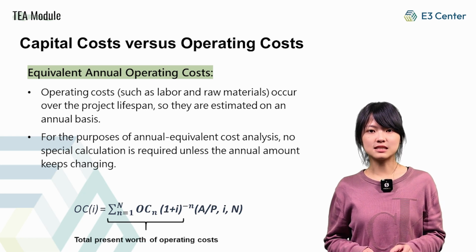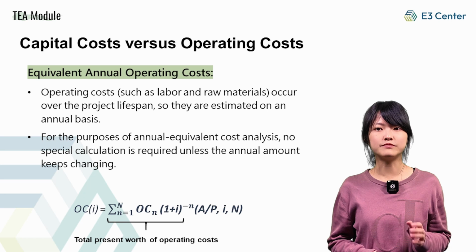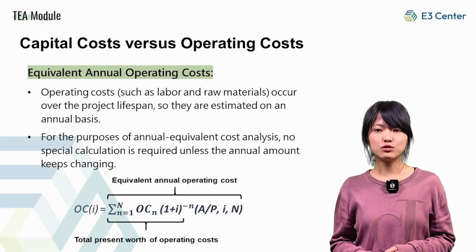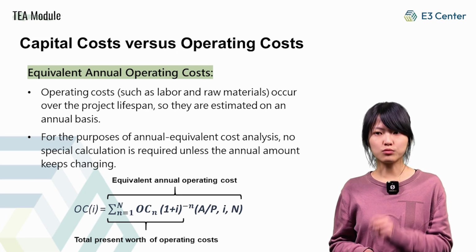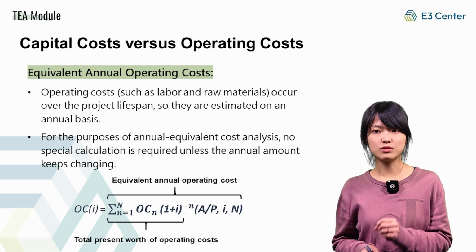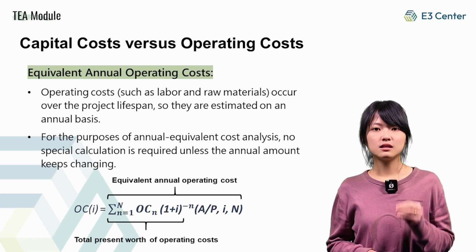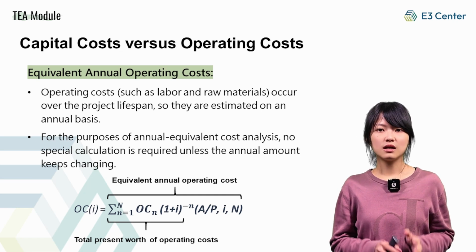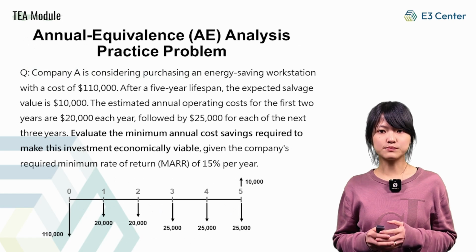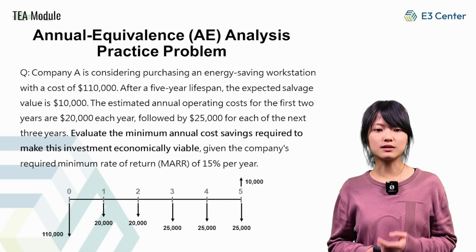Basically, you first discount all operating costs over the project life back to their present value at a given interest rate, and then sum them up, which gives you the total present worth of operating cost. Next, you use the capital recovery factor, denoted as A over P here, to spread this total cost evenly over the n years. So here, let's explore a practical example involving an investment decision for Company A.